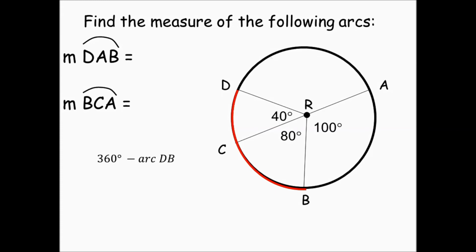The measure of arc DB is equal to the 40 degrees of arc DC plus the 80 degrees of arc CB. This is the arc addition postulate at work. 360 minus 40 plus 80 is equal to 360 minus 120, and 360 minus 120 is equal to 240.